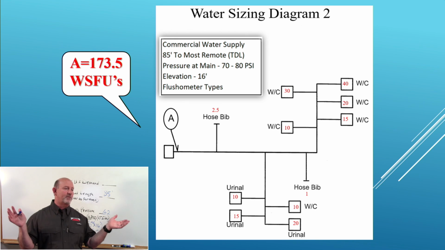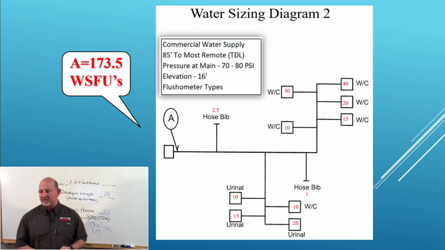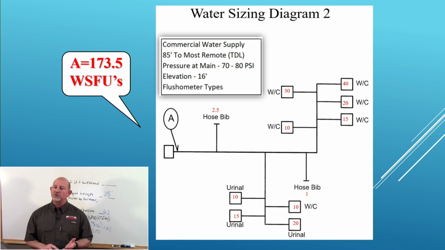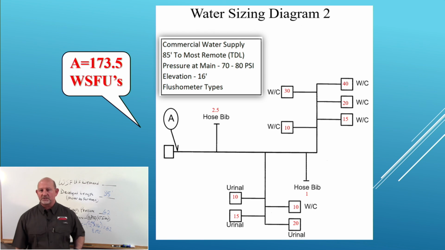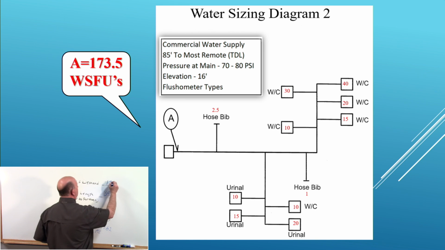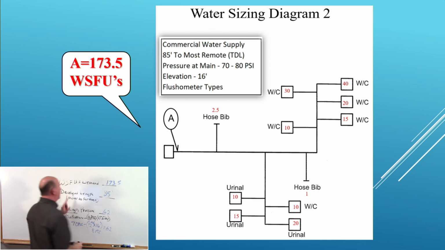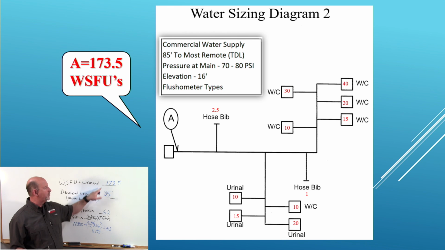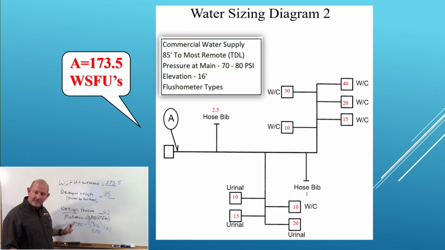2 hose bibs worth 3.5, right? Now we're going to add all those together and we get 173.5 WSFUs, right? 125 plus 45 plus 3.5, right? 173.5. So that's what we're going to put right here. That's our total WSFU demand, right? That's the only thing that changed between these two designs because I kept it at the same developed length and the same minimum pressure, same elevation change, okay?